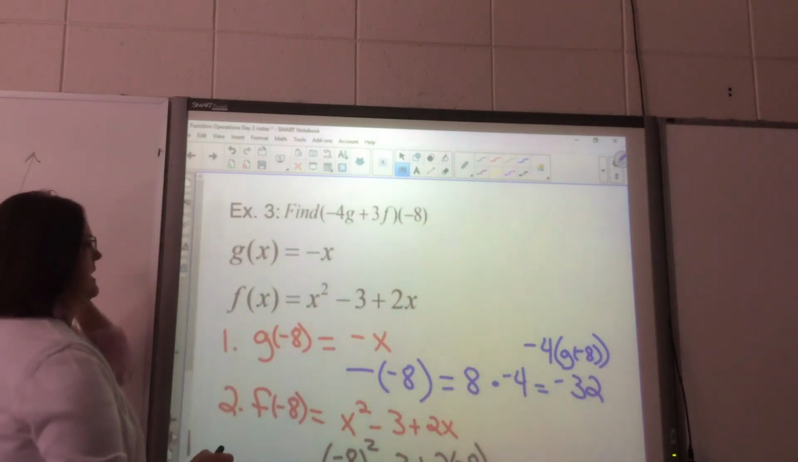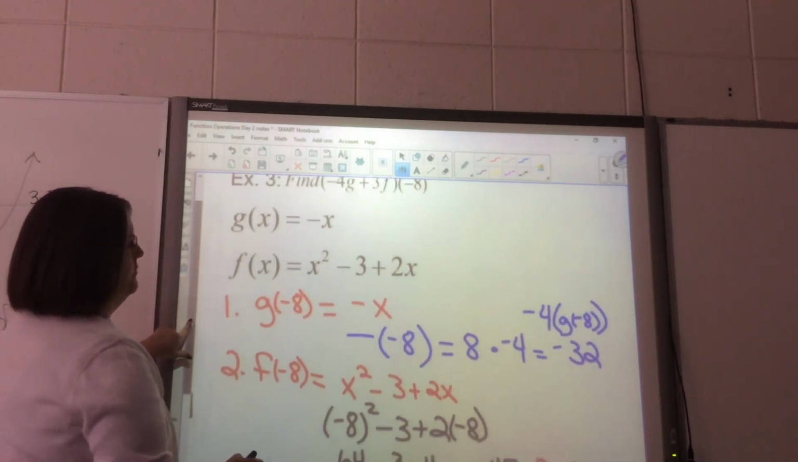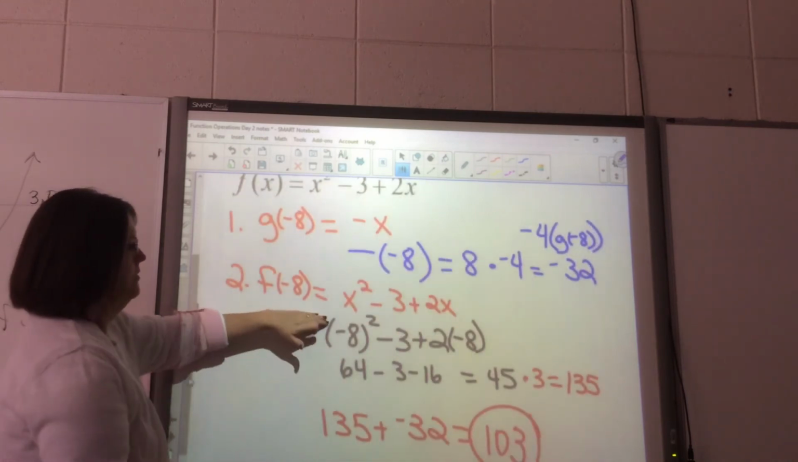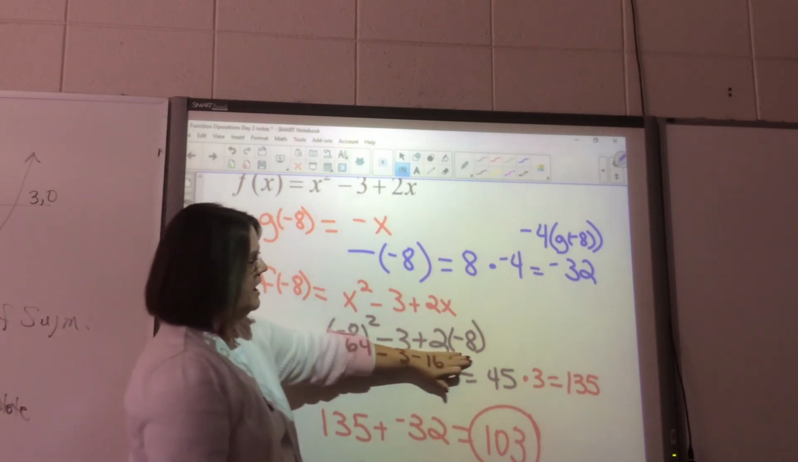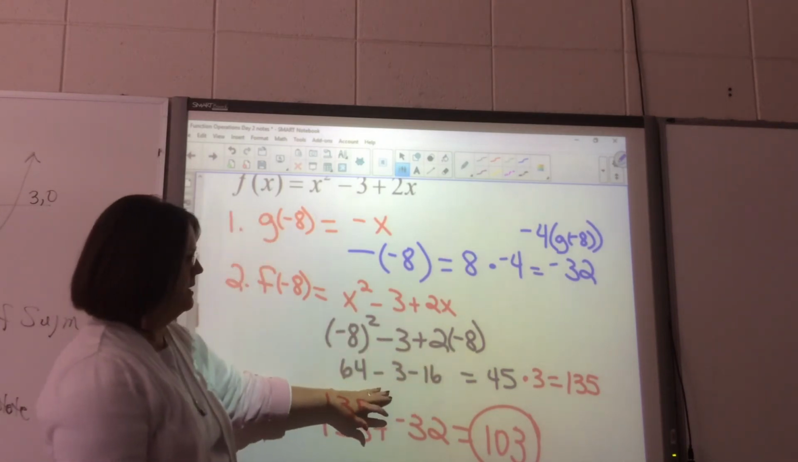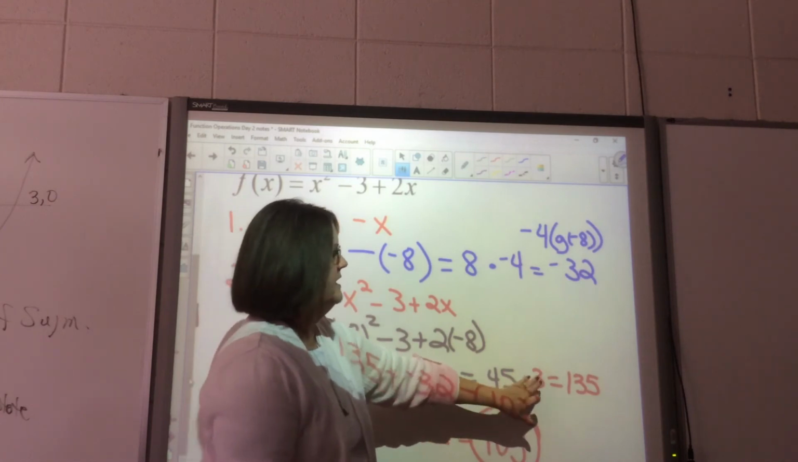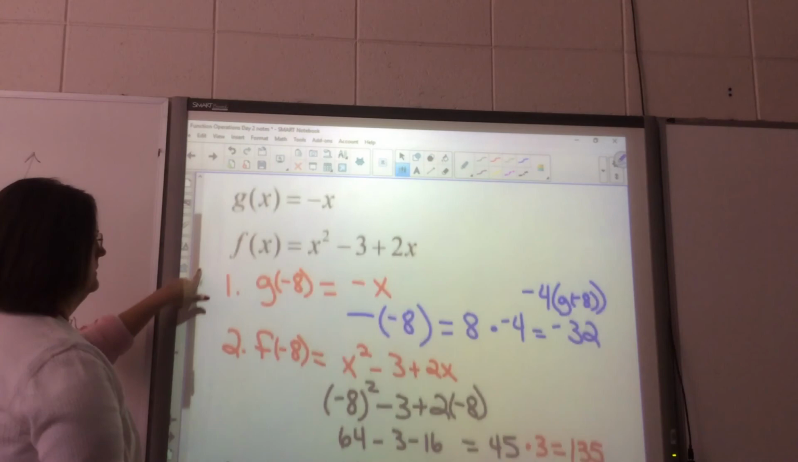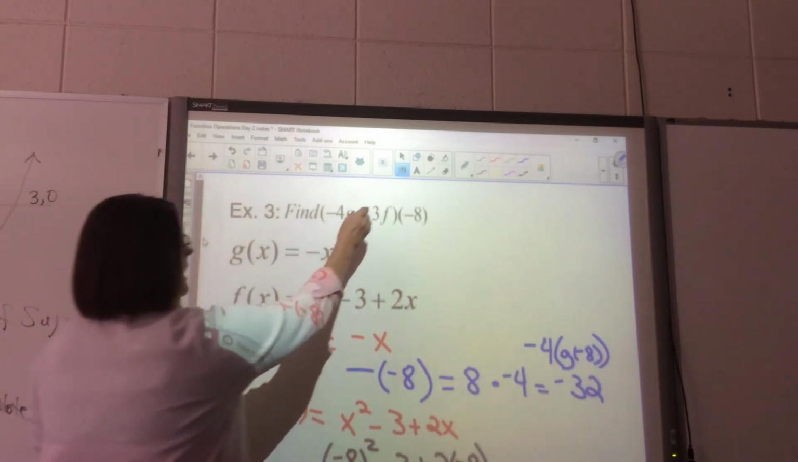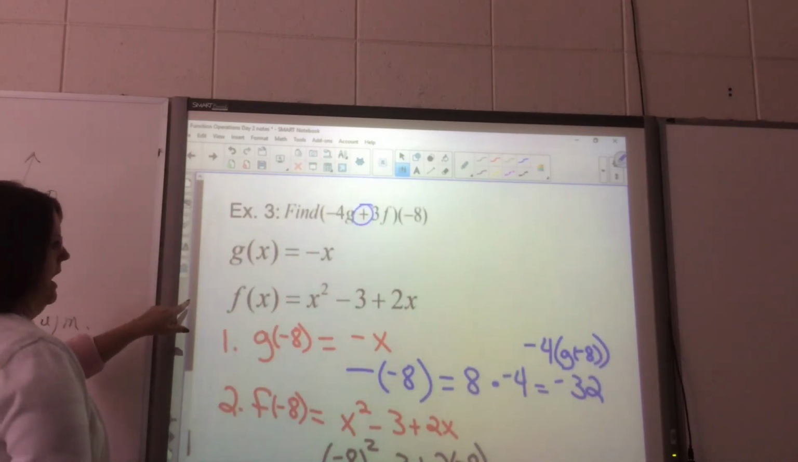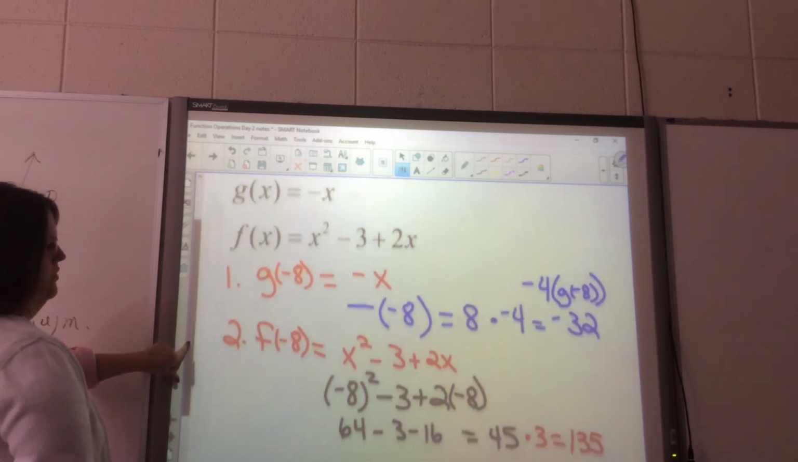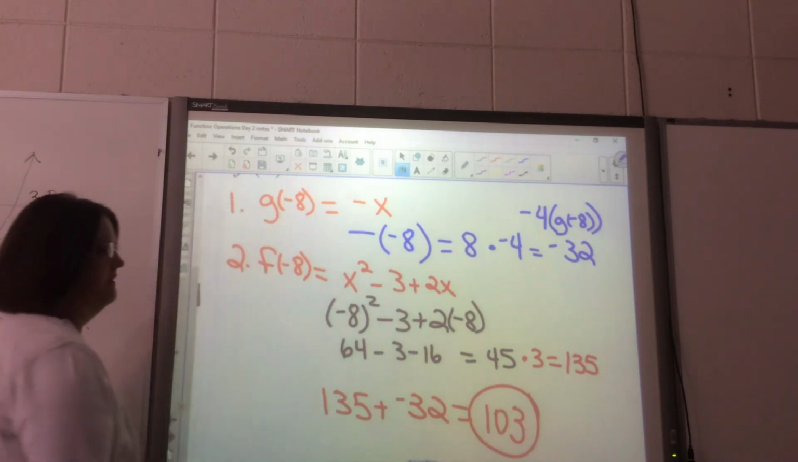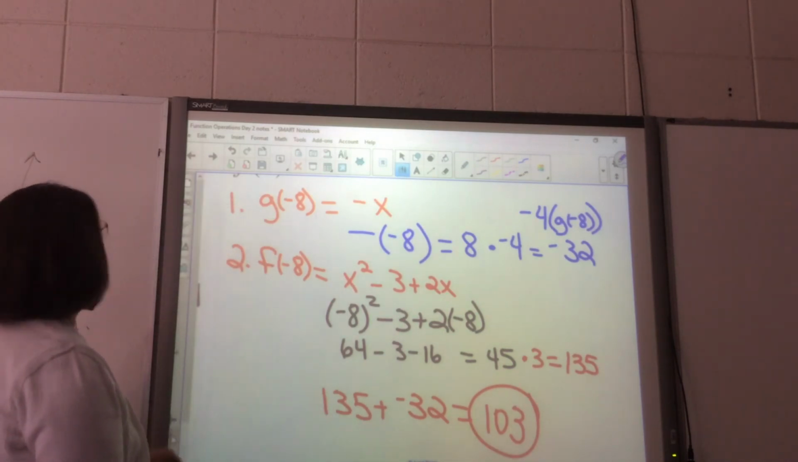Then I come down and I do 3 times the function f, and I put in negative 8 there as well. So when I plug negative 8 in all the way across, that's going to give me 45. And then I multiply by 3, that gives me 135. So then I add the two. I have negative 32 and positive 135 added together, and that gives me 103.